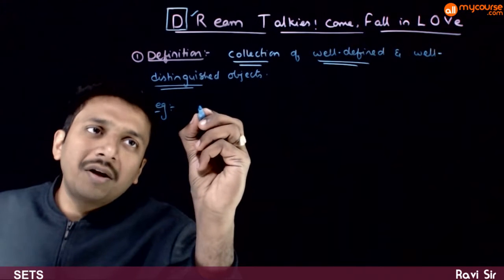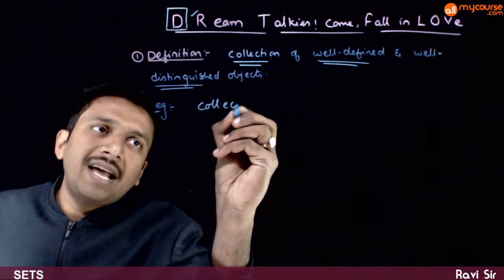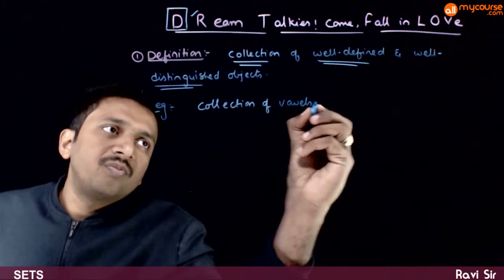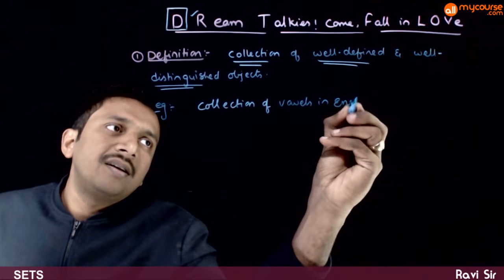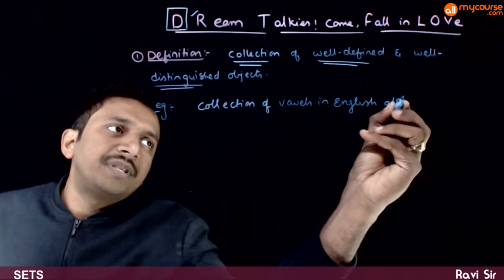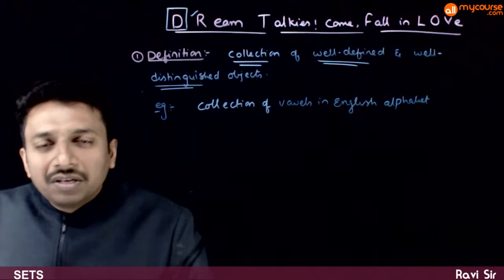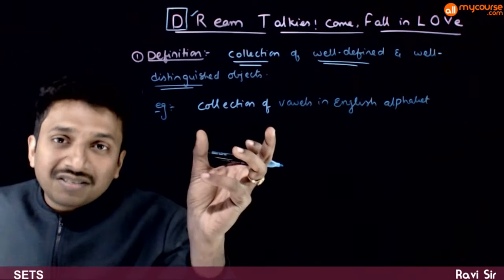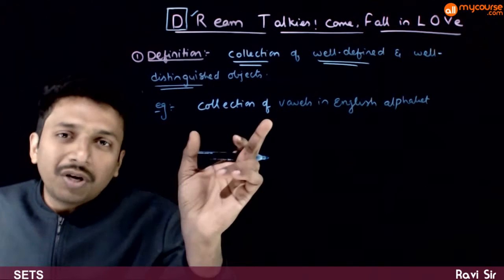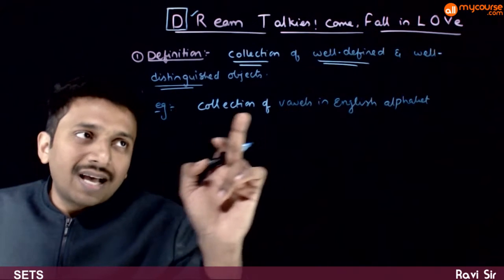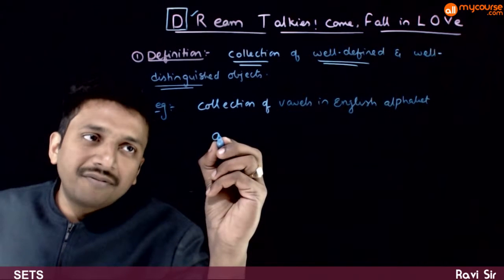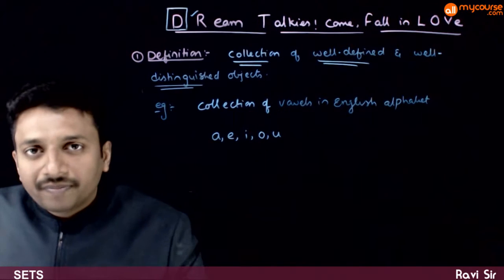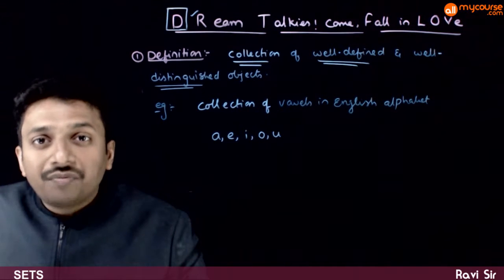So let us say I'm talking about a collection of vowels in the English alphabet. So I'm talking about a collection of vowels in the English alphabet. So is this set well defined? So obviously we're talking about some collection. You know that in the collection of vowels in the English language you have 5 letters: A, E, I, O and U. So is this collection well defined?